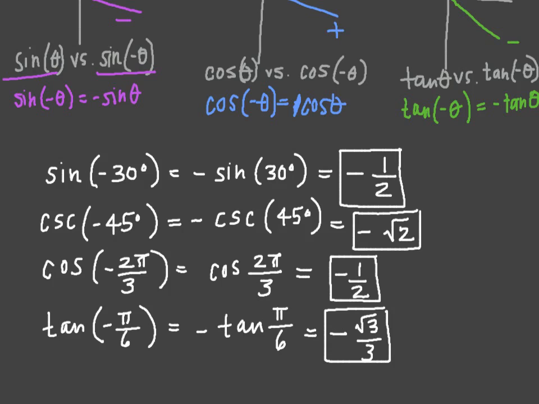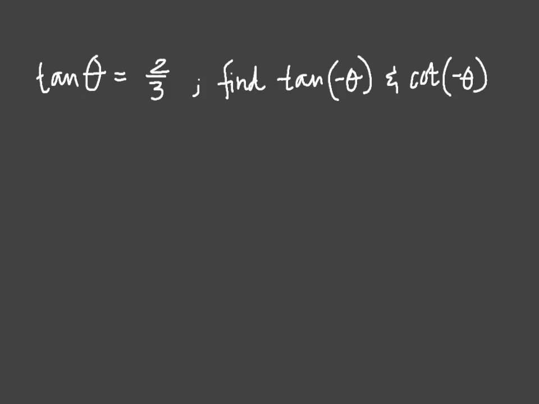Okay, so this is why I actually am teaching you this. Not so that I can make your life more confusing with the unit circle, but sometimes we have to use these. We have no choice. So now I'm going to show you an example where you have no choice but to use even and odd properties. All right, so in this example I give you tangent of theta is 2 over 3, and I want you to find tangent of negative theta and cotangent of negative theta.